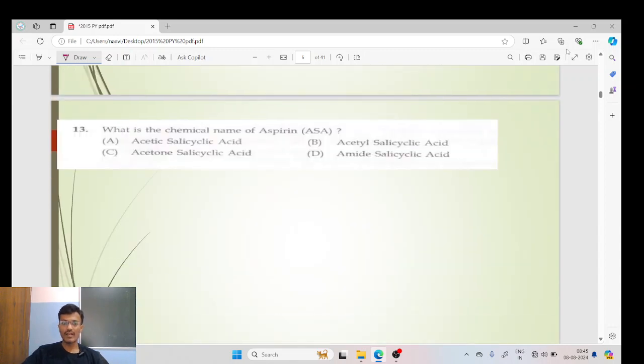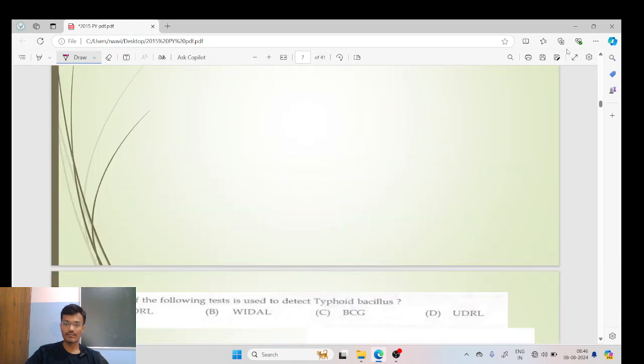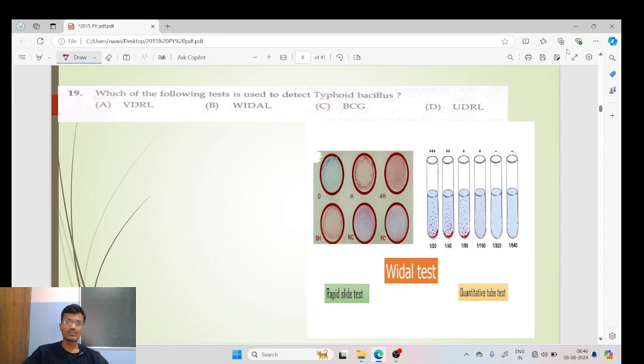What is the chemical name of aspirin? The answer is acetylsalicylic acid. The first stool of a neonate is called meconium. Which of the following is a test used for detection of typhoid? It is called Vidal. BCG is a vaccine and VDRL is used for syphilis. Okay, so the answer is Vidal. This is the Vidal test.